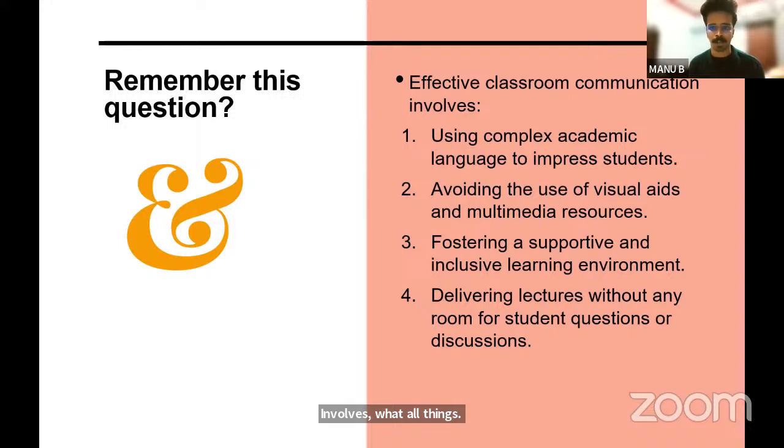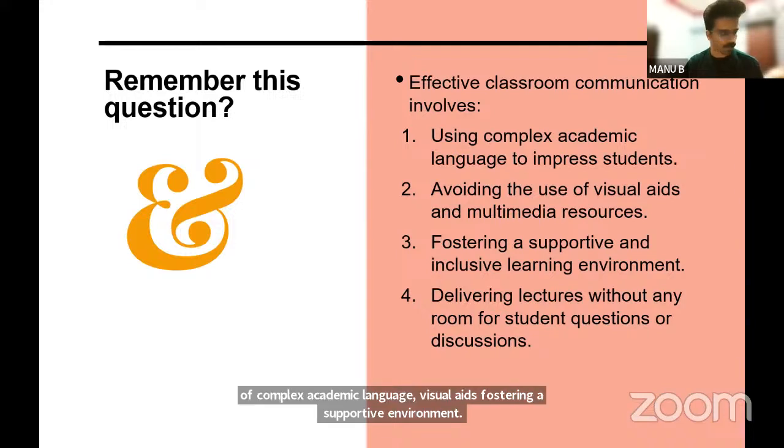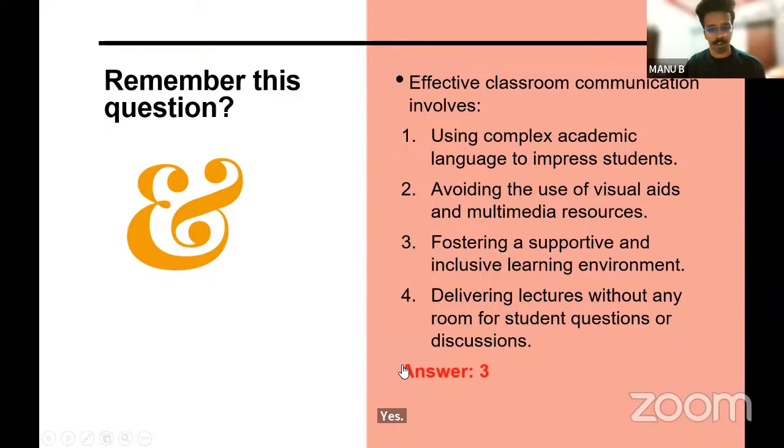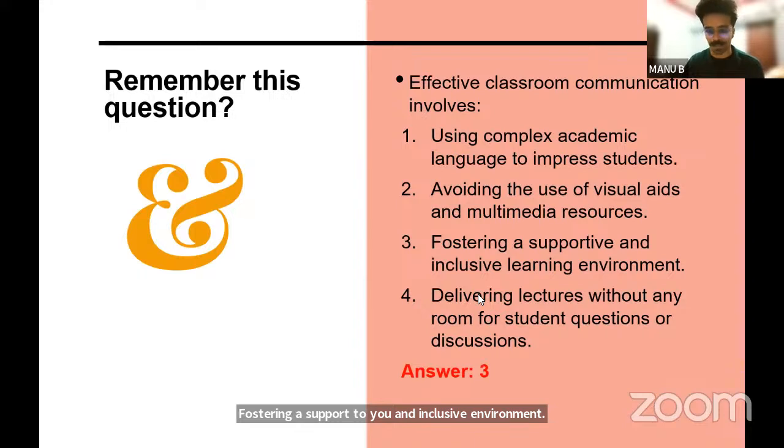use of complex academic language, avoiding the use of visual aids, fostering a supportive environment, delivering lectures without room for students or discussion. Which is the answer? Effective classroom communication involves, yes, fostering a supportive and inclusive environment. Okay, the majority answers are three, so that is the right answer. Don't look for the majority of the answer, just prefer your own answers.